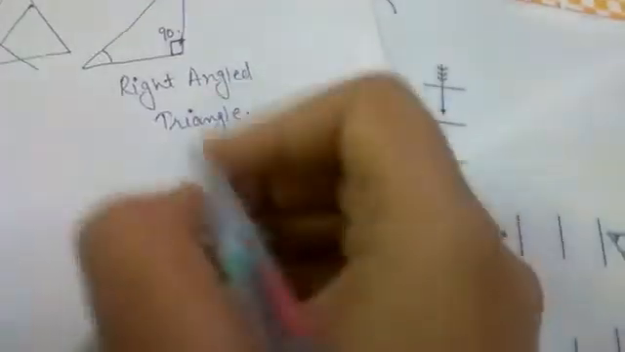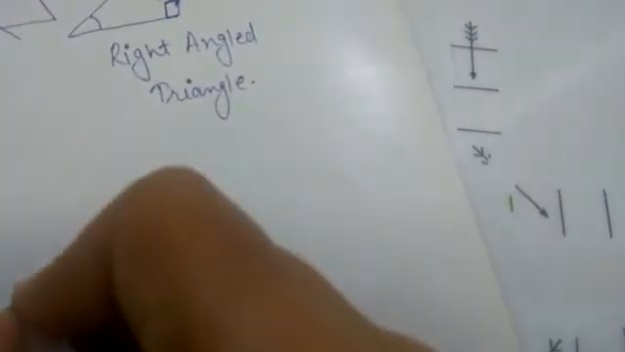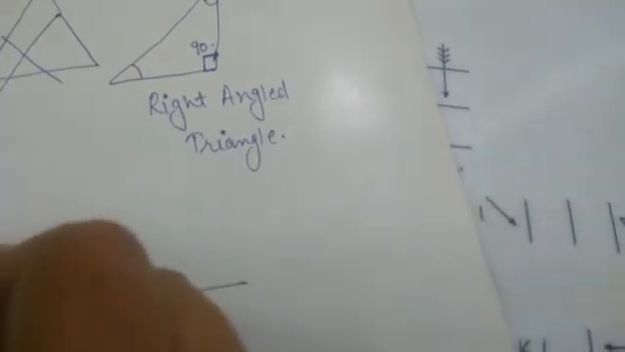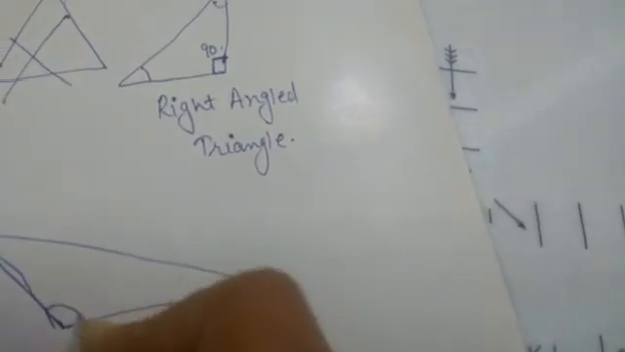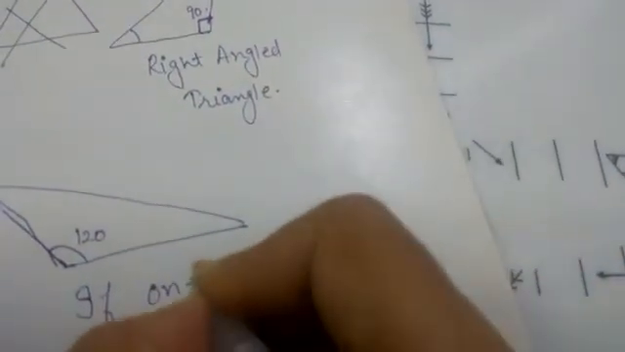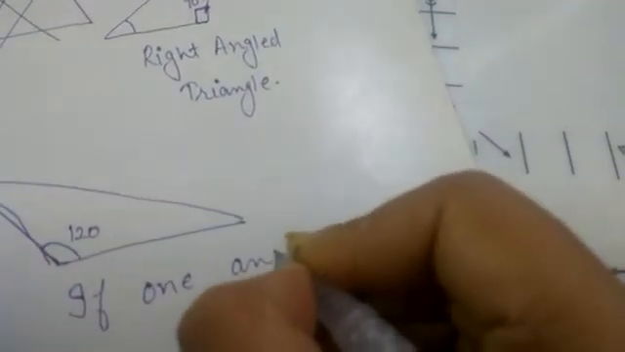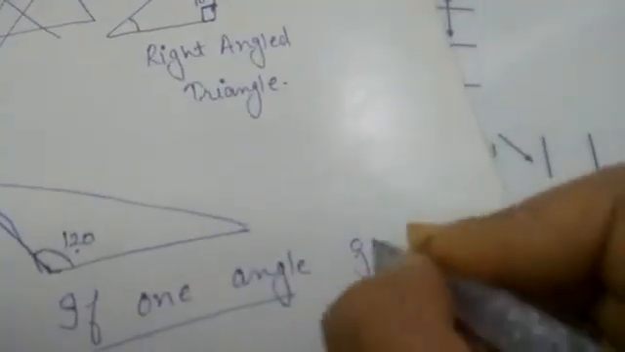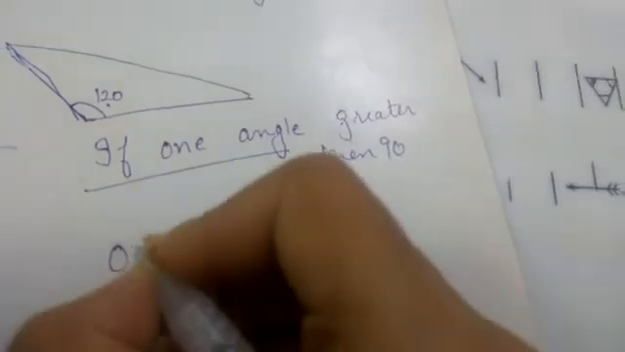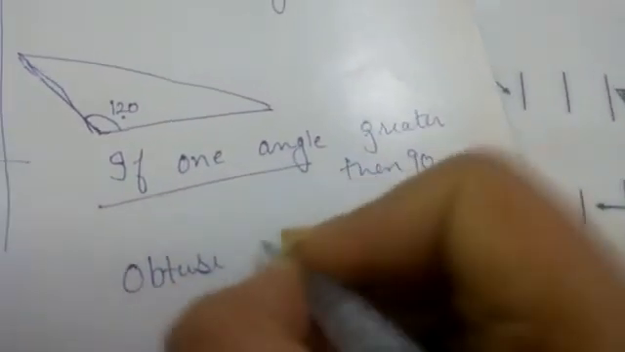The next thing is, now I am speaking, this is a major, important line in fact. If one angle of the triangle, only one angle I am speaking about, if one angle of the triangle is greater than 90, then that triangle is known as an obtuse angled triangle.